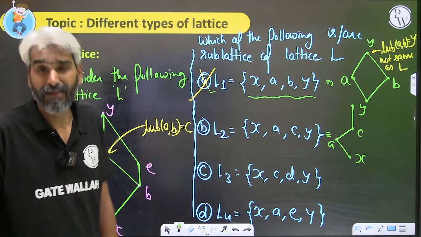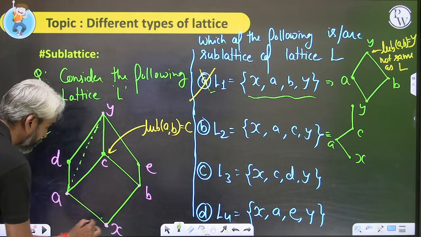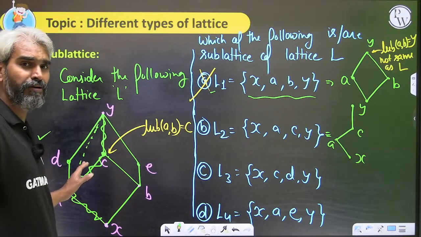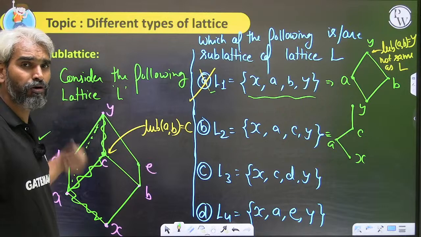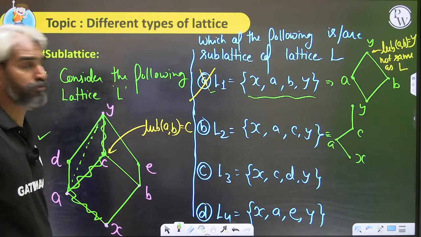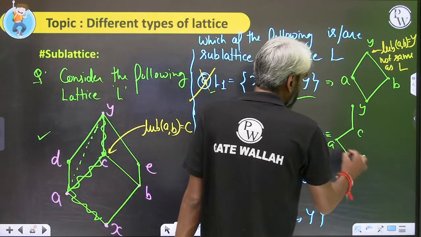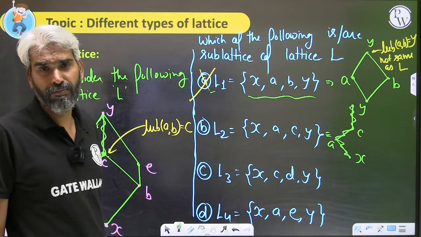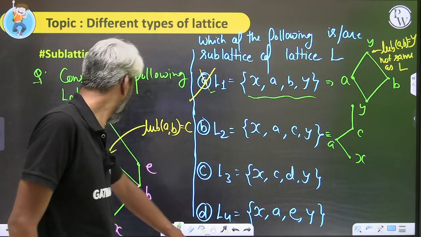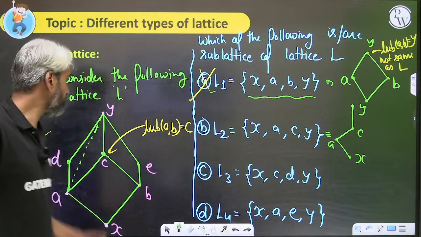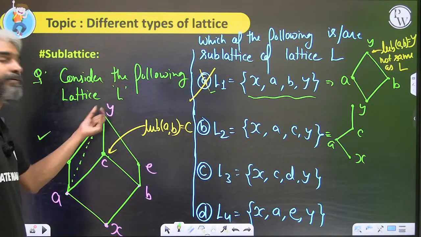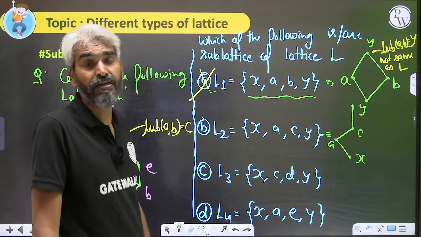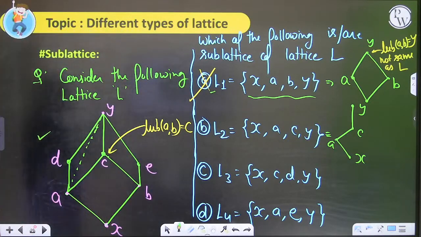Now my question is, if you take any two elements on this line, the element on the upper side will be the least upper bound and the element on the lower side will be the greatest lower bound. Similarly, if you take two elements on this line, the element on the upper side will be the least upper bound and the element on the lower side will be the greatest lower bound. So you just need to understand that if you choose elements on the same line, their least upper bound and greatest lower bound is not going to change.